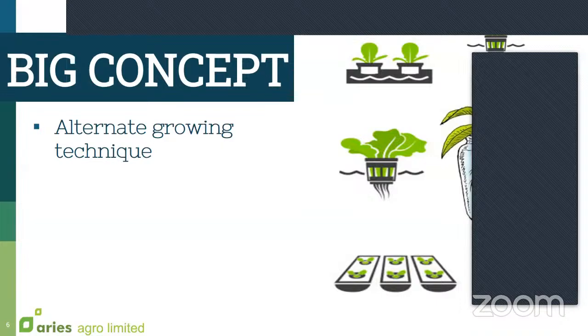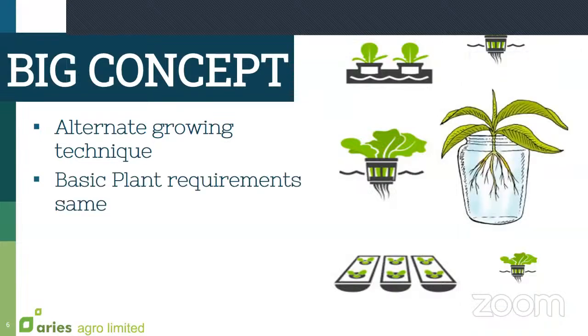Hydro means water, and here you're growing plants in water. Now, as you can see, it's an alternate growing technique. You are using this technique to grow plants. You are not using soil. Instead of growing in soil, you're using an alternate technique.